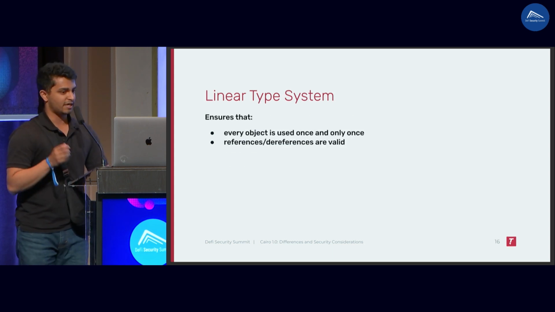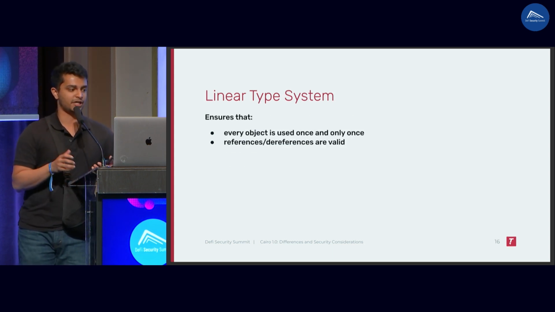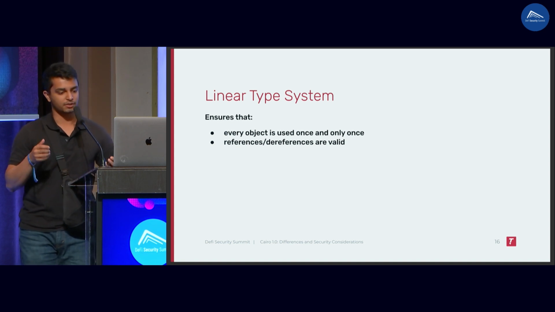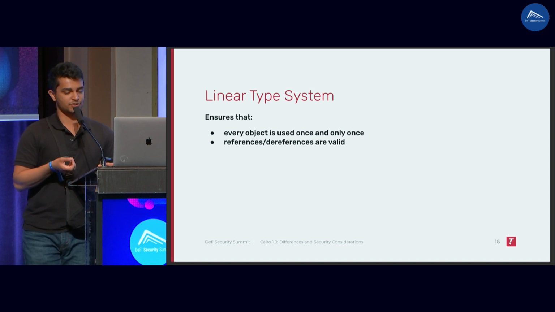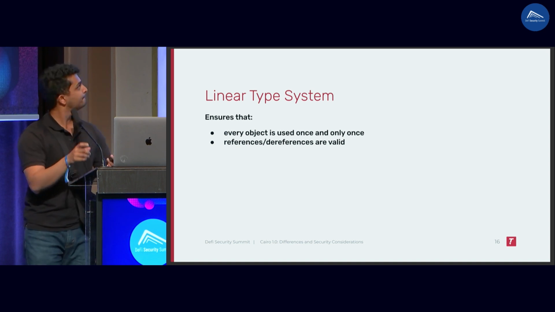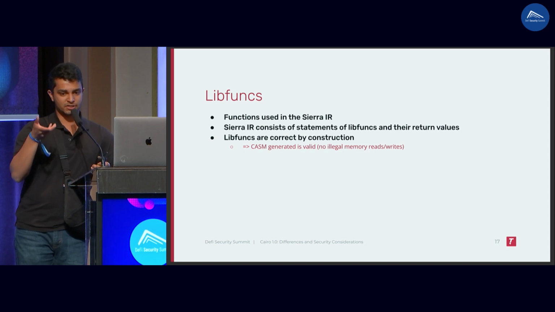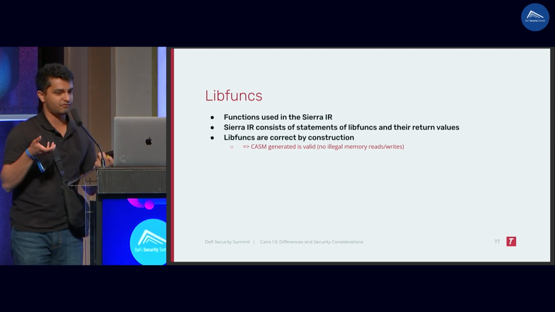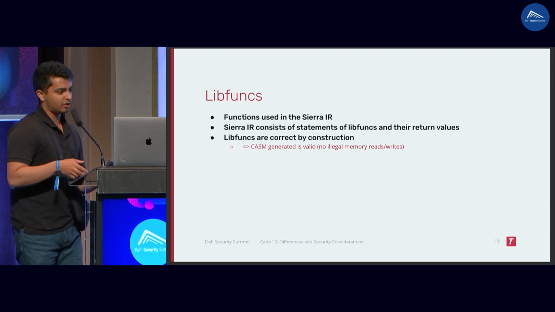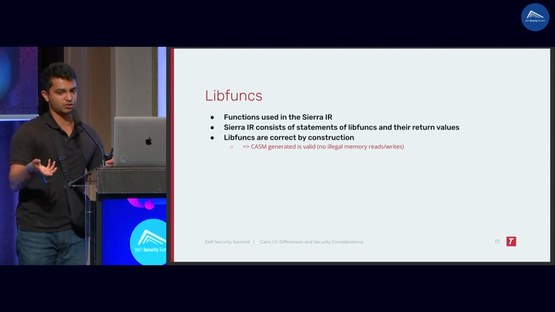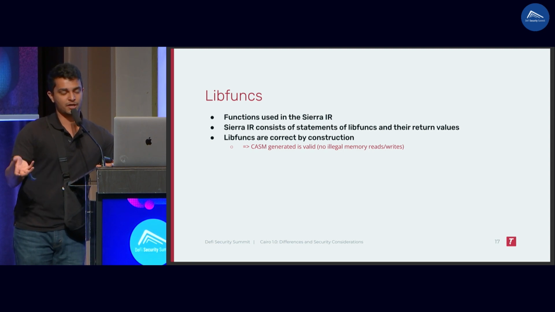One of the best things about the Sierra IR is a linear type system. I'm not going to get too into it, but the linear type system basically allows us to ensure that every object is used once and only once, and it also uses the Rust memory model, so there are no invalid references or dereferences. The Sierra IR basically consists of type declarations, as you'll see, and then things called libfuncs. Libfuncs are the functions that are actually used in Sierra IR, and I'll give you some examples of them later. The cool thing about libfuncs is they generate code that's correct by construction. So when you use a libfunc in the Sierra IR, you'll always know that the Cairo assembly generated will be valid.